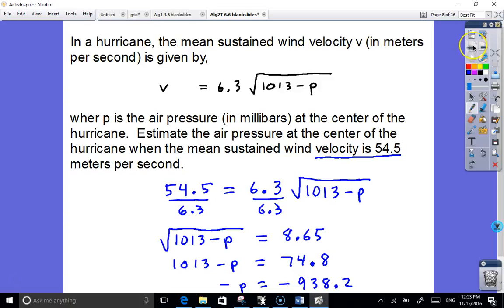You know, what is our pressure usually? What's the average surface pressure? 1013. That is the average surface pressure right there. Sea level surface pressure, 1013.